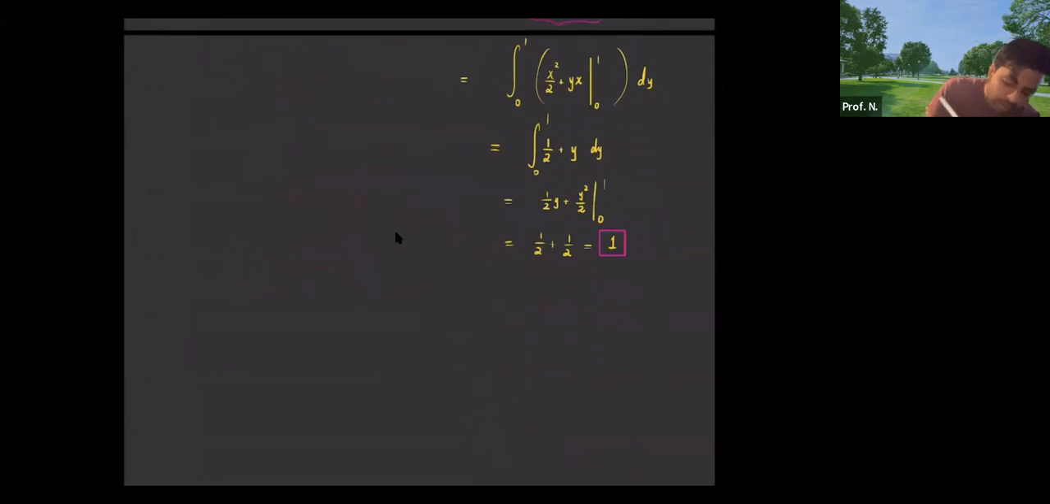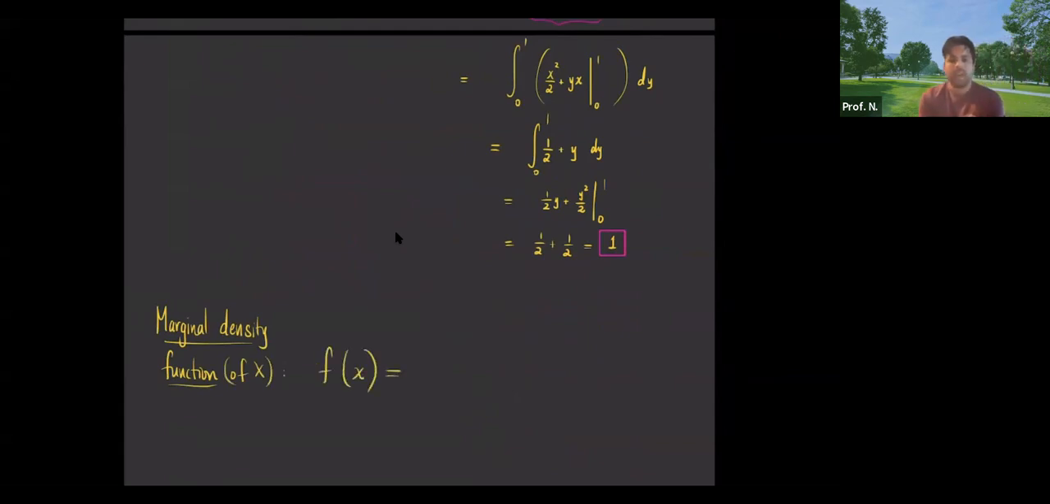Now I want to talk about the marginal. I want to talk about the marginal density, and I'm going to do this particularly of X. So I just want to know what the probability density function for X is. And how would I do that?